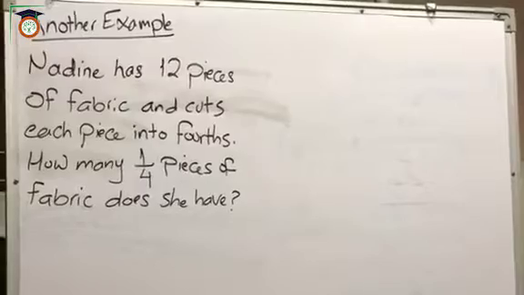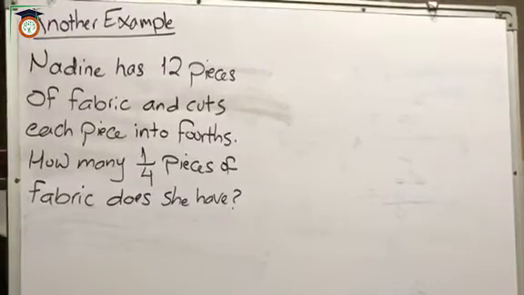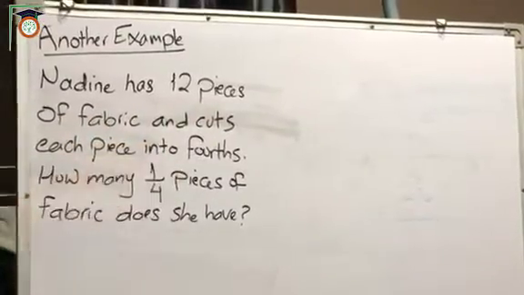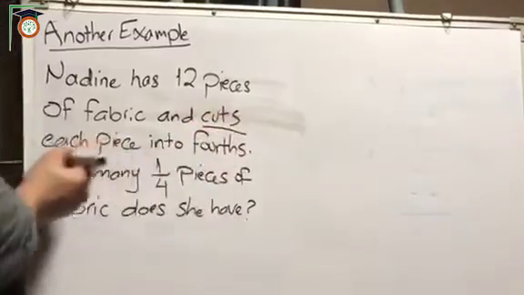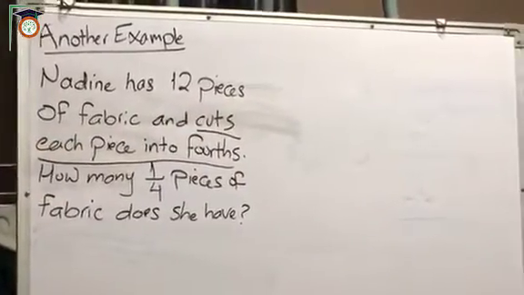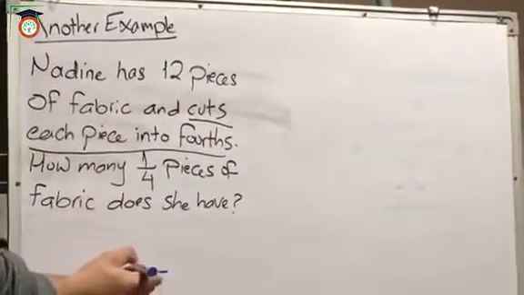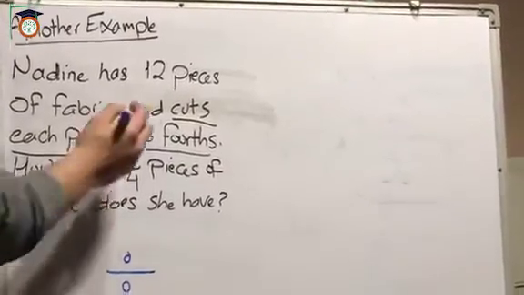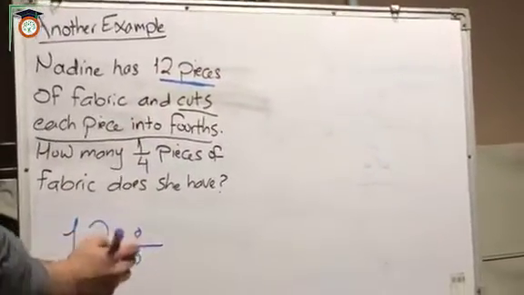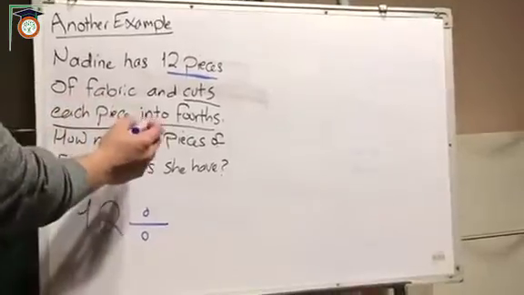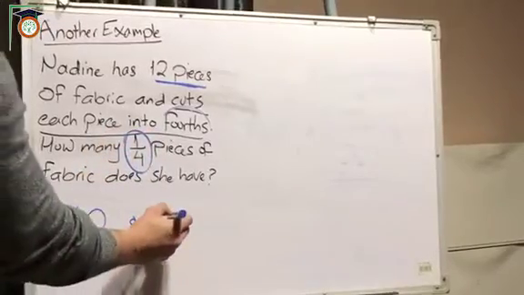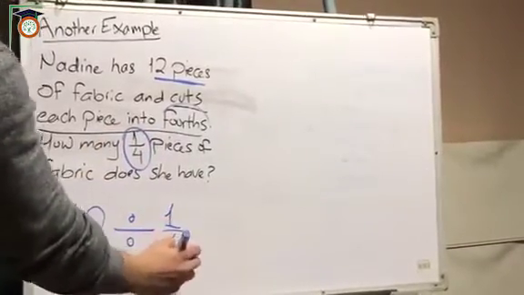Okay, another example. We have this word problem, and we're going to read it first. Nadine has 12 pieces of fabric and cuts each piece into 4ths. We know that cuts each piece into means we have division. How many pieces does she have? 12. Into what? Into 4ths, which means 1/4. So it's 12 divided by 1/4.